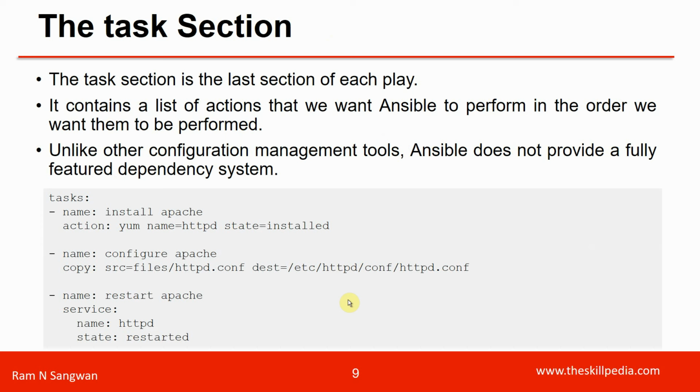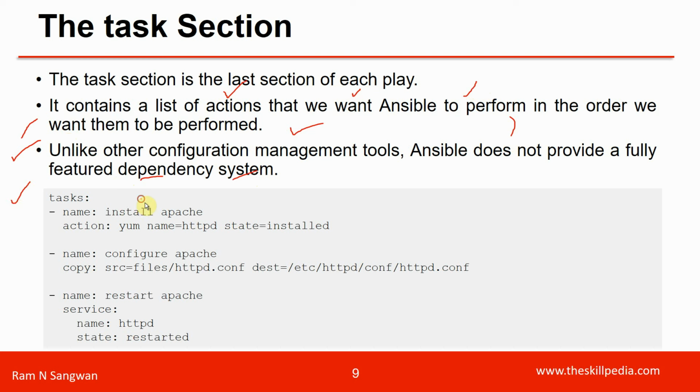Then the tasks section, that was the third section, and the last section, as you have seen in the same playbook we are referring to again and again here. The tasks section is the last section of each play. It contains a list of actions that we want Ansible to perform, in the order we want them performed on the remote host. Unlike other configuration management tools, Ansible does not provide a fully featured dependency system.